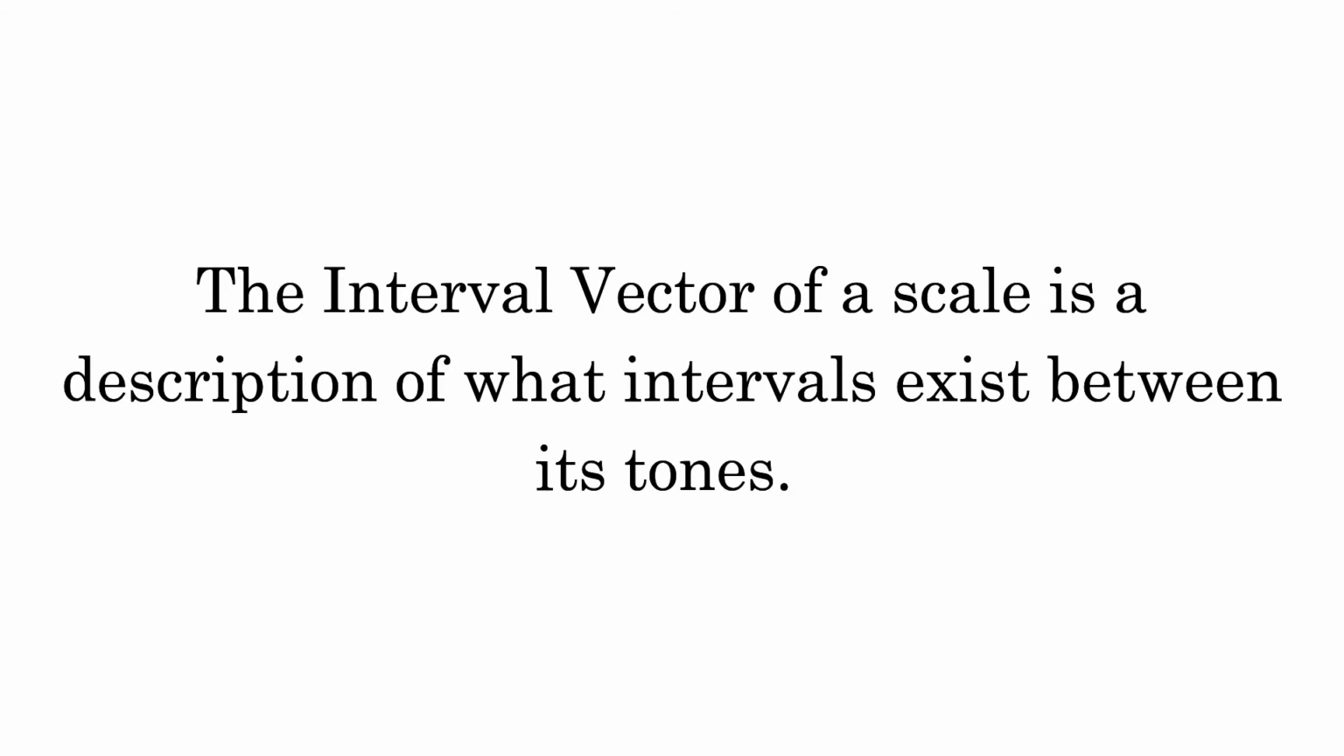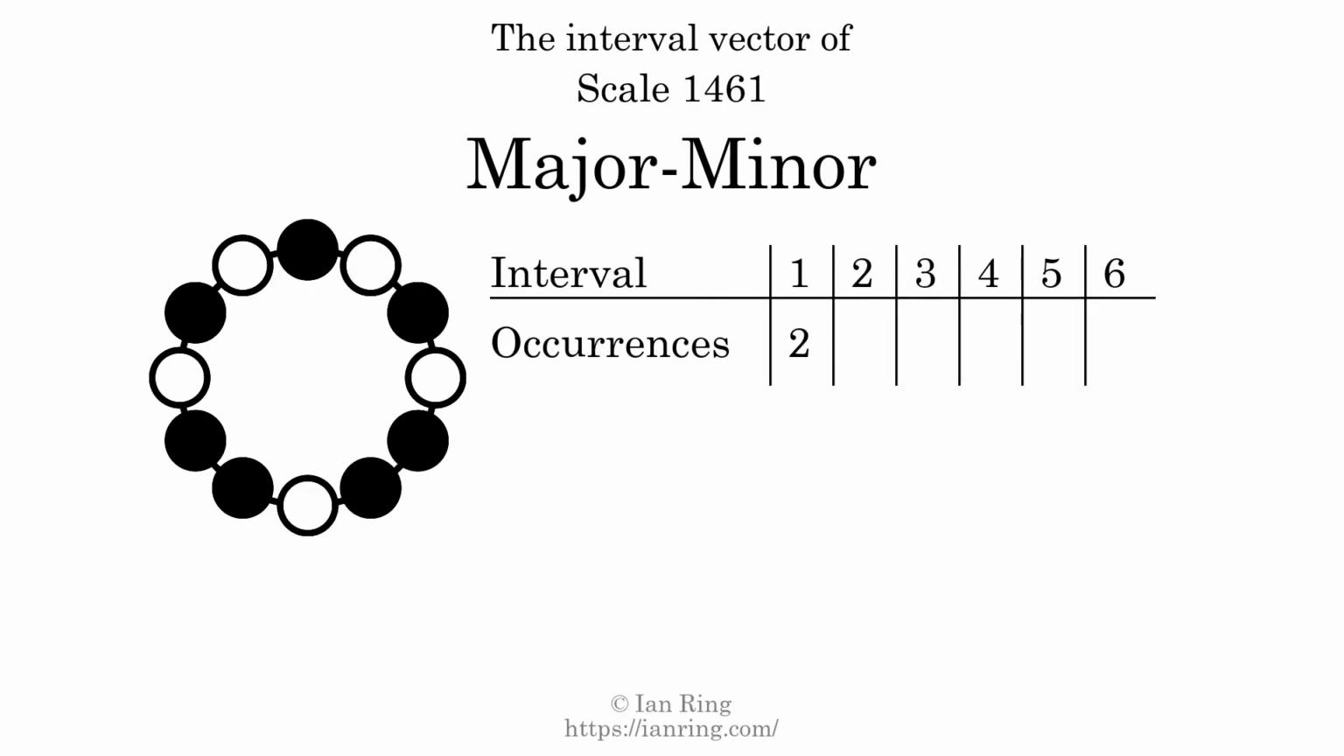The interval vector of a scale is a description of what intervals exist between its tones. There are 2 intervals with the size of 1 semitone. They are here and here. There are 5 intervals with the size of 2 semitones. They are here, here, here, here, and here. There are 4 intervals with the size of 3 semitones. They are here, here, here, and here.